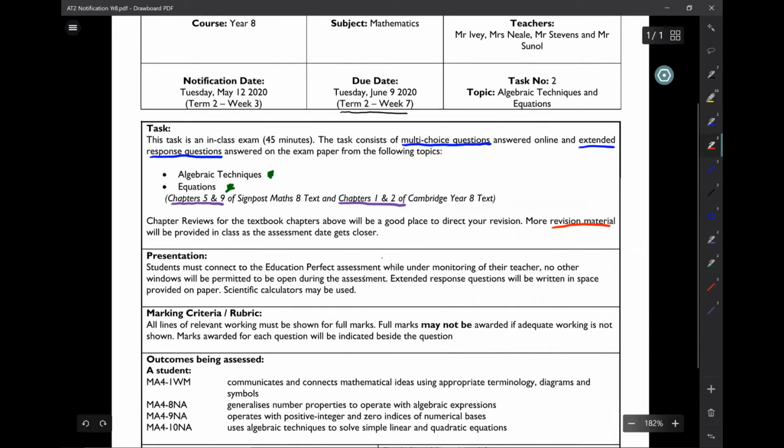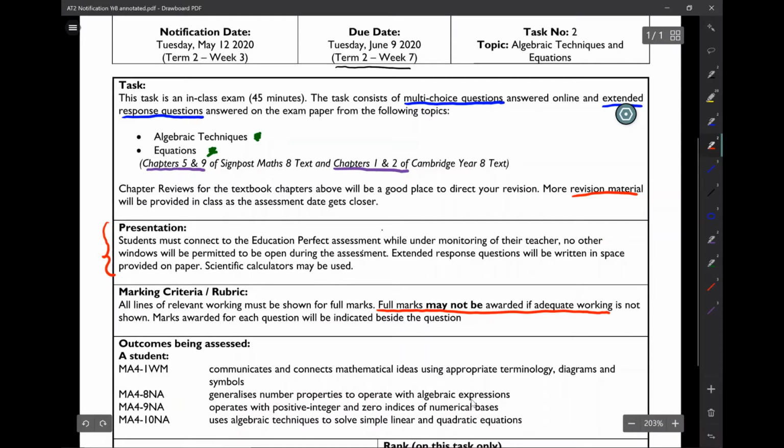So just moving down to this section now. As I mentioned, the multiple choice questions will take place on Education Perfect, and you will have some extended response questions that you'll write on your test paper. And it's important to remember that when you are writing your answers, you need to show working out. So that's all the important information you need to know about this document. If you still have any more questions, feel free to ask your class teacher and they'll be happy to help you out.